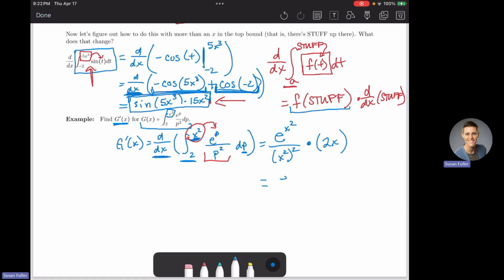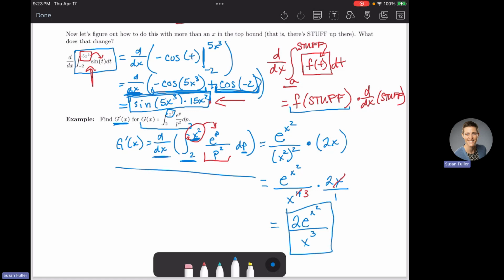And we can simplify this a little bit. I'm going to get e to the x squared over x to the fourth, and I'm going to multiply by 2x. Technically, this is like over 1. So this x is going to cancel one of these, and I'm going to have 3 left. And so overall, this is going to give me 2e to the x squared all over x to the third. That is what I'm going to get out of this. We didn't have to do an integral followed by a derivative. We just know that the derivative and the integral are going to cancel out. We're going to plug that bound in, and then if it's more than just an x, if it's stuff, do the chain rule and multiply by the derivative of your stuff on the outside.